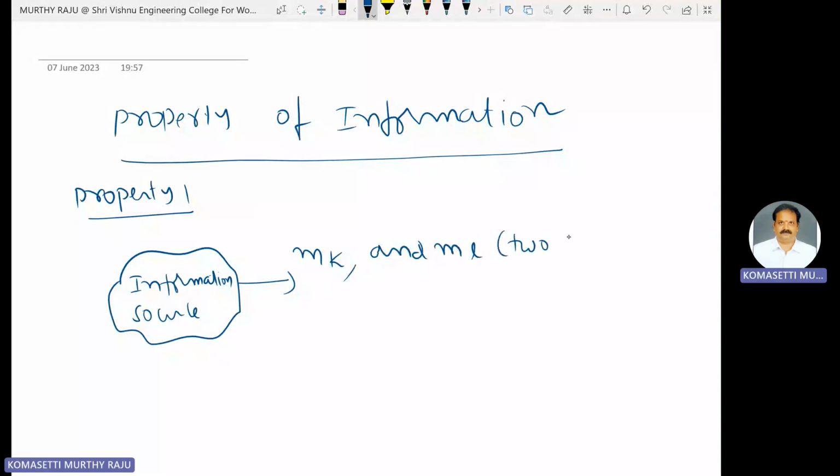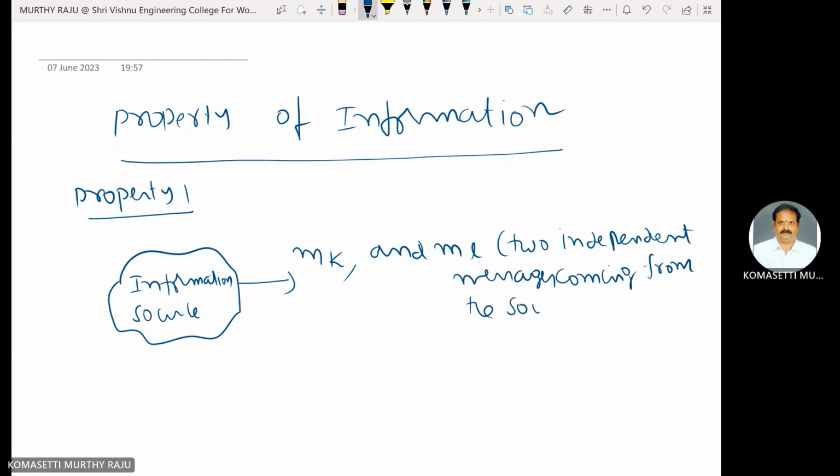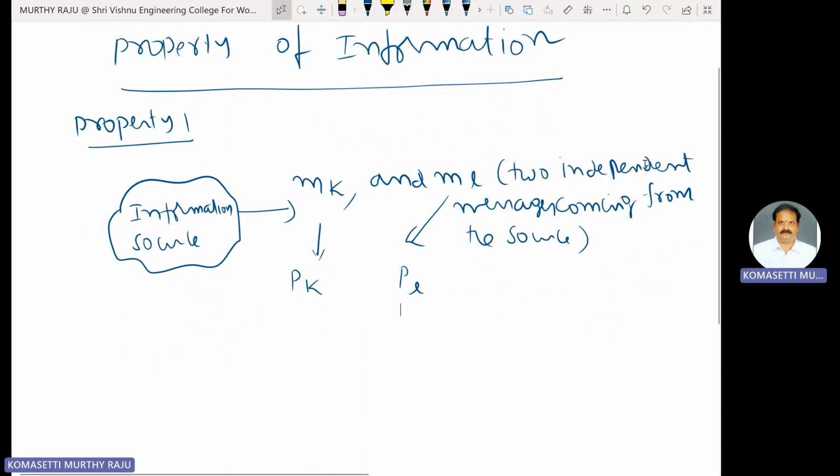Two independent messages coming from the source. Probability of occurrence of M of K is P of K. Probability of occurrence of M of L is P of L. These two messages are independent of each other.